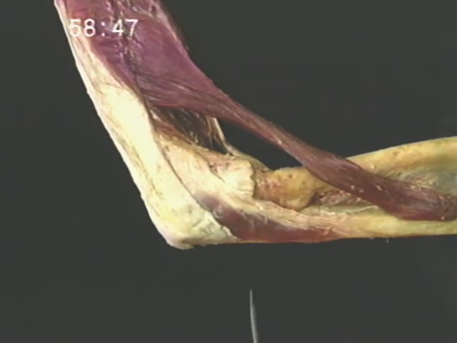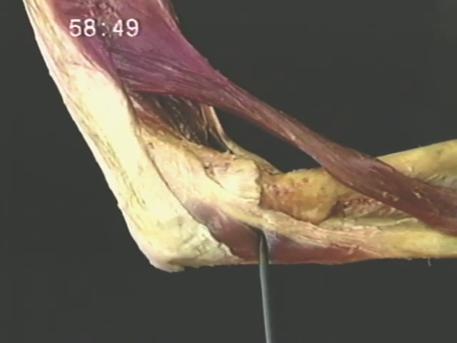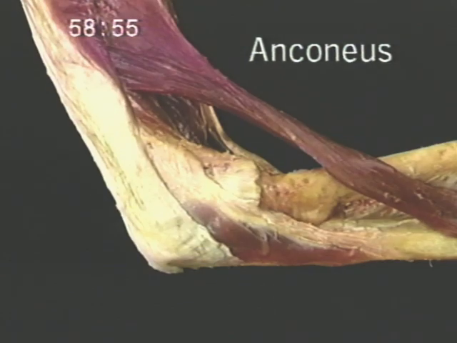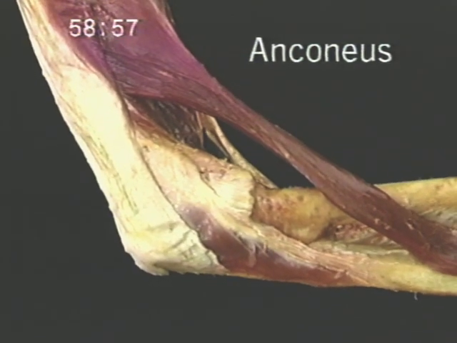Just for completeness, we need to mention this tiny muscle, the anconeus. It runs from the lateral epicondyle to the lateral aspect of the proximal ulna. Anconeus is a very minor elbow extensor.